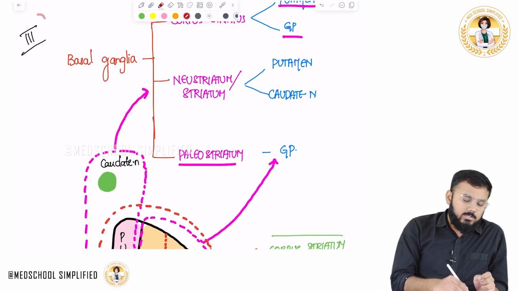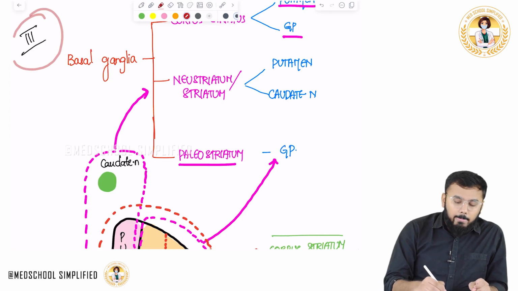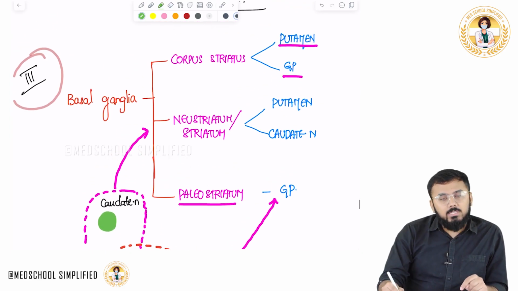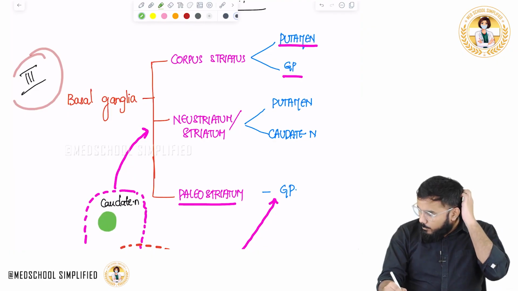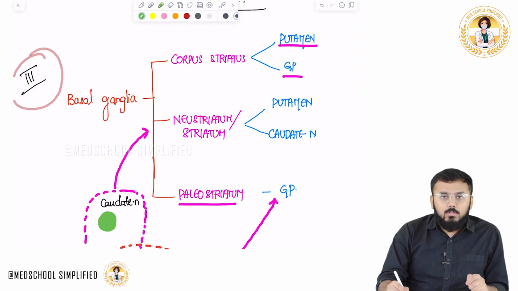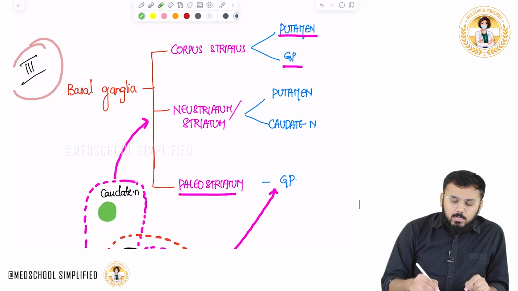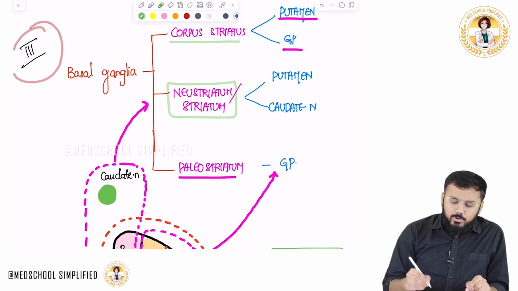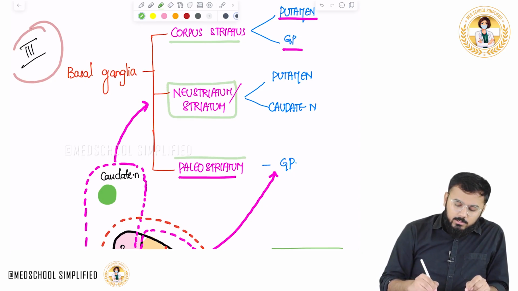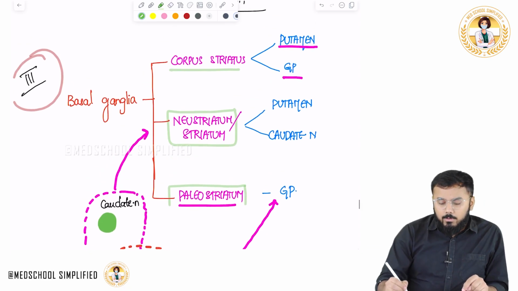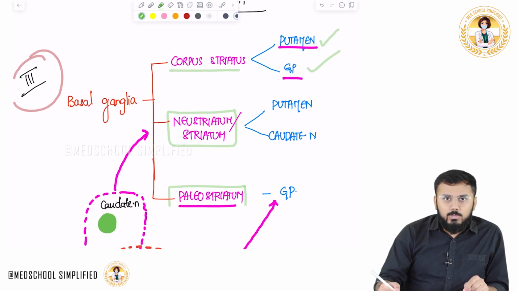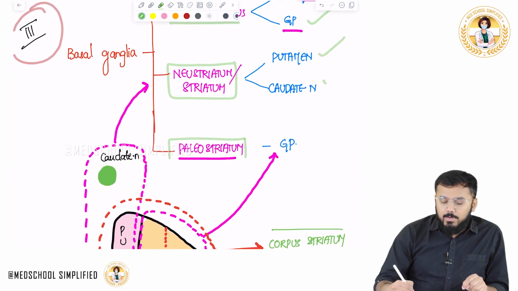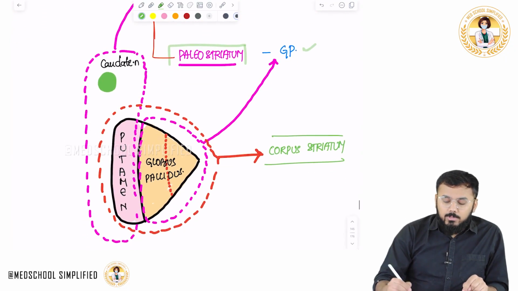So this is third classification. There is a third type of classification. What is this third type of classification? Third type of classification is that basal ganglia is divided into three important parts. One is called corpus striatus, another one is called neostriatum or simply striatum, and third one is called paleostriatum. Corpus striatus in the sense putamen as well as globus pallidus. Neostriatum in the sense putamen and caudate nucleus, right? Paleostriatum in the sense globus pallidus.